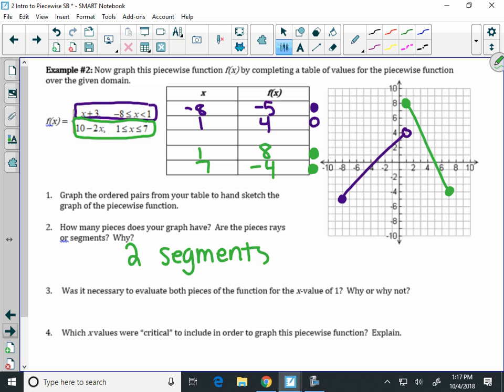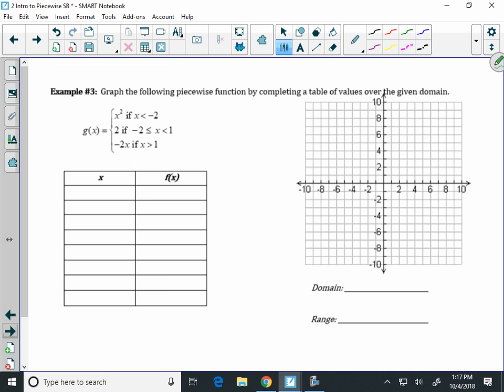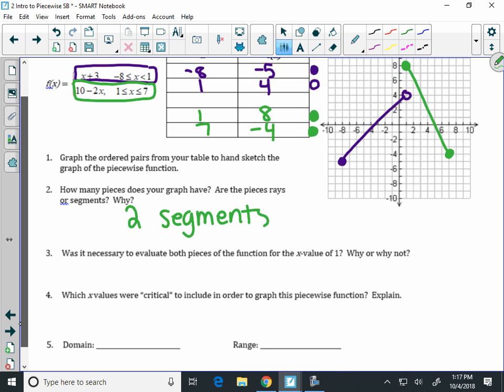All right, we talked about including the endpoints. Oops, I went too far. I want to skip down here to the domain and the range. Okay, domain. Where are we on the left here? How far left do I go? -8. Okay, so I'm including -8. Now, do I ever have a break in my domain until I get to 7 over here? No. These dots fill in, so you're from -8 to 7.